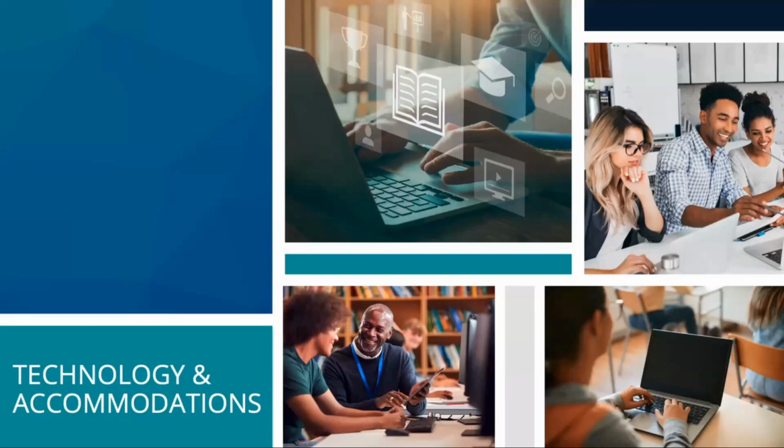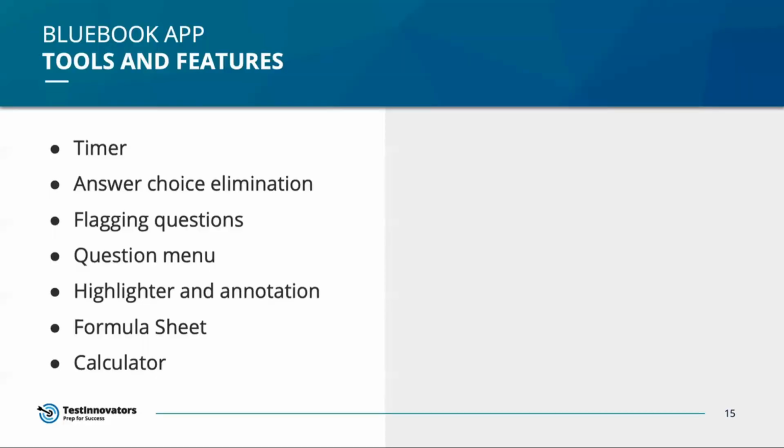Okay, so let's discuss a few test day logistics. The digital SAT is taken in the BLUEBOOK app, which is College Board's proprietary testing application. And you have a number of tools and features that you can use as you take the test. There's a timer. You can see how much time is left on the current module. You'll get an alert when there are 5 minutes left. You can eliminate answer choices that you think are wrong. You can flag questions that you would like to view later. And then there's a question menu, so you can see which questions you've skipped or flagged for review. And then you can jump to any question in the module using the question menu.